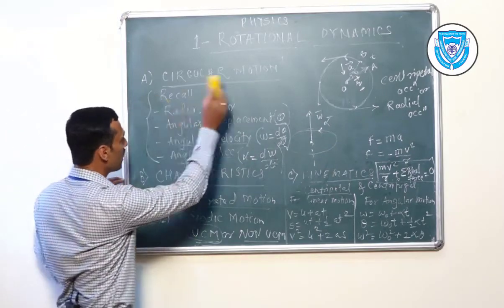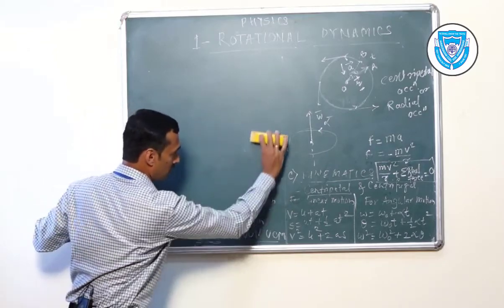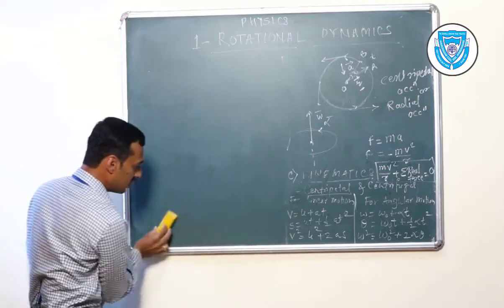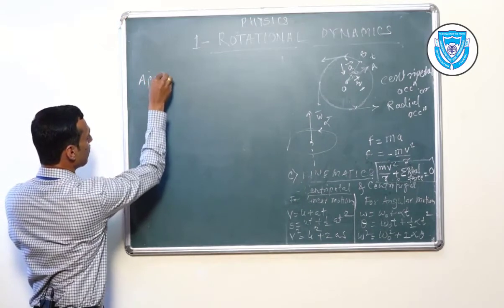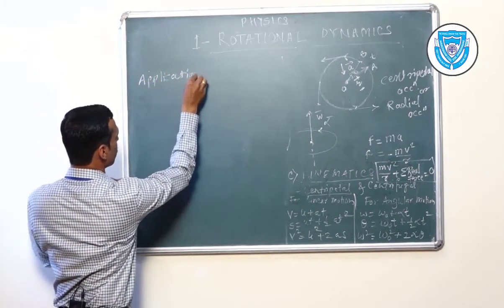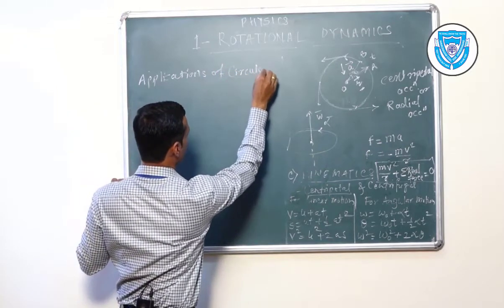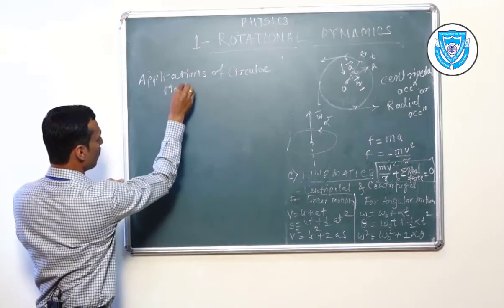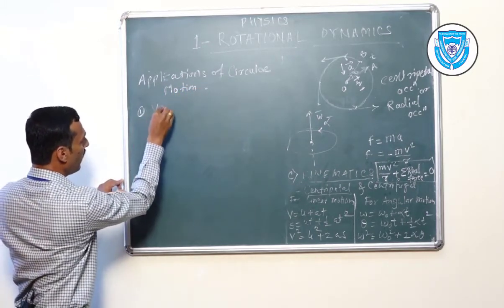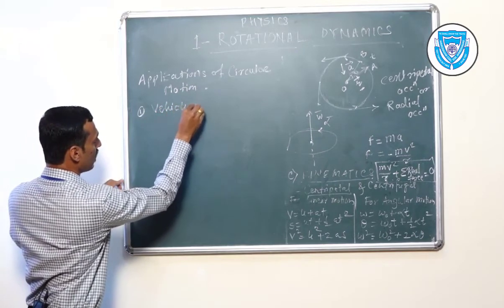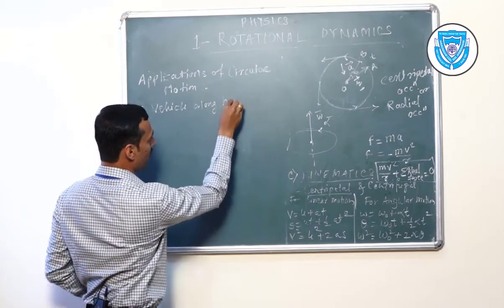Next topic: I erase this circular motion topic, and for that, applications of circular motion. There are 4 applications. Applications of circular motion, 4 applications are there. First one, vehicle along a horizontal circular track.